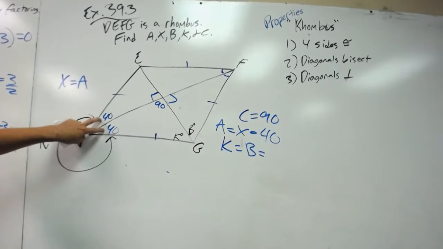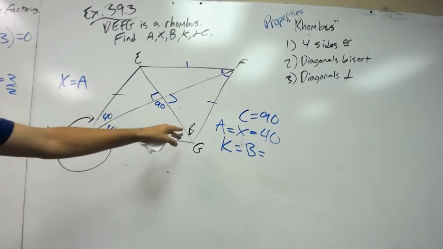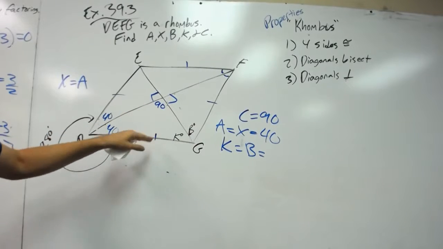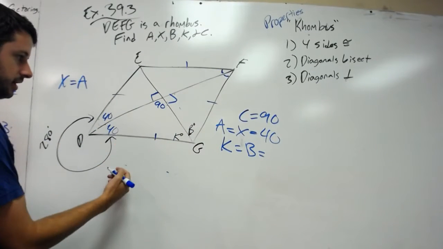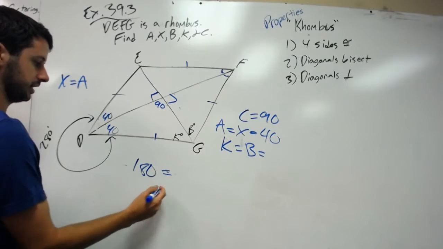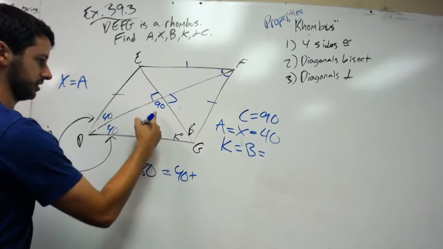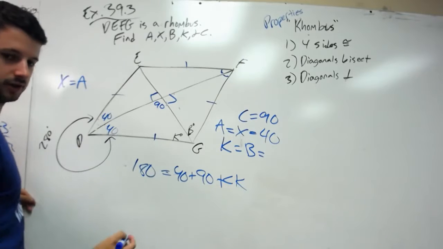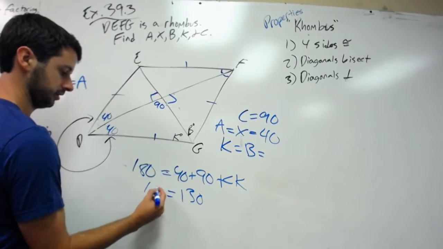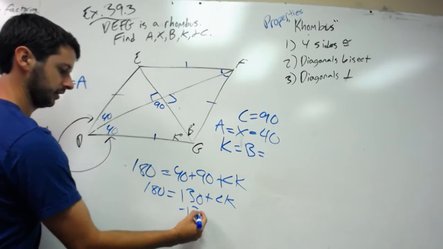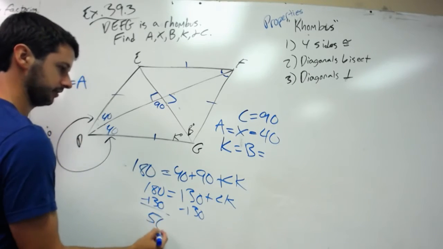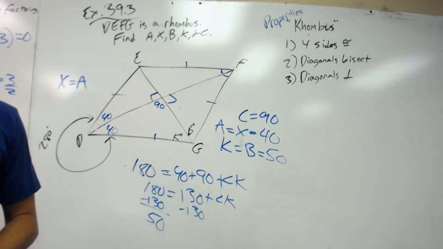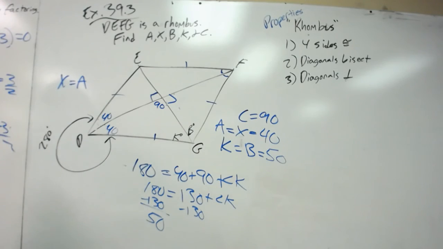Well, you could probably figure out different ways to solve for this. You know that this angle combined, 80, is supplementary to this angle. Or you could use the triangle sum theorem. We could say, okay, there's 180 degrees in this triangle. So we could say 180 equals 40 plus we know that's 90 because diagonals are perpendicular, plus angle K. And then you could solve. 130 plus angle K equals 180, minus 130, so therefore K equals 50, B equals 50. And that's how you would solve a rhombus geometry problem. And that is the end of lesson 39.